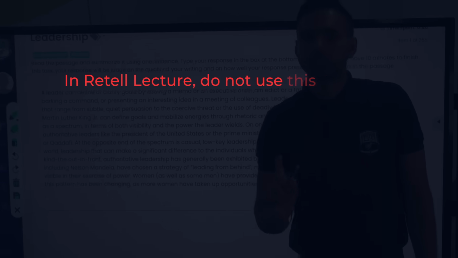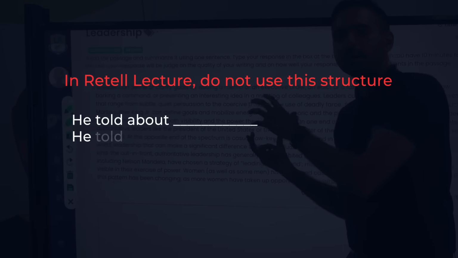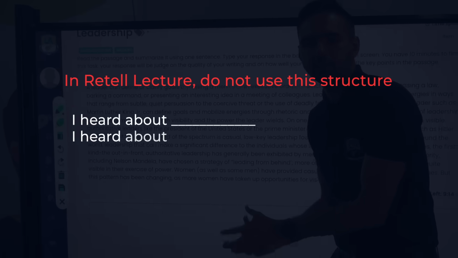In retell lecture, do not use this structure: he told about, he told about, or I heard about, I heard about. Do not repeat the same sentence again and again. That's a big no. Respond to a situation and summarize group discussion, again, do not repeat the same sentence in your structure again and again. Use different connectors, different phrases, you'll be fine.